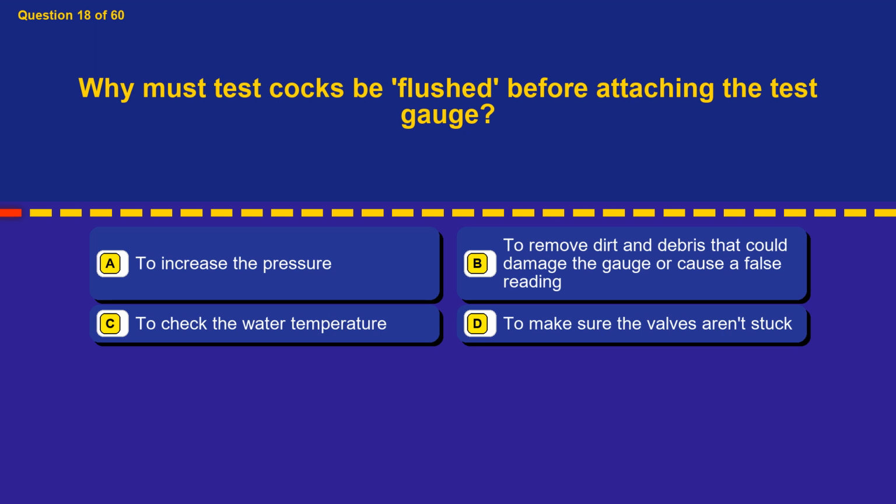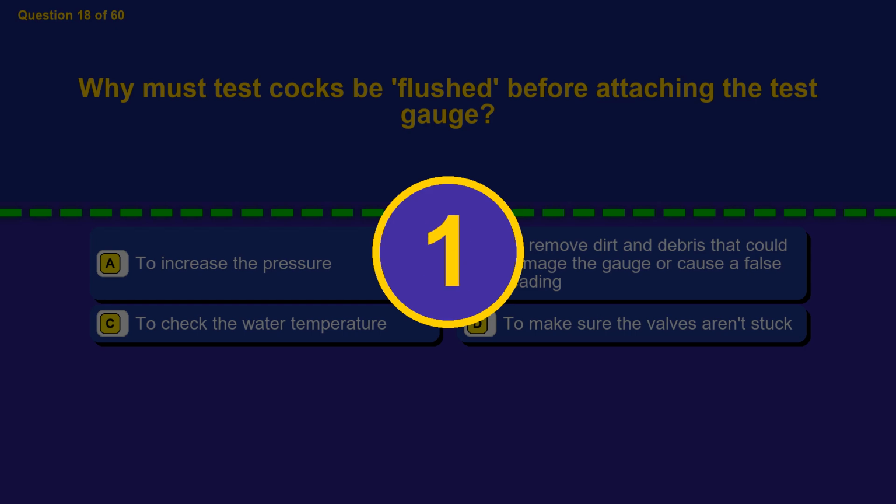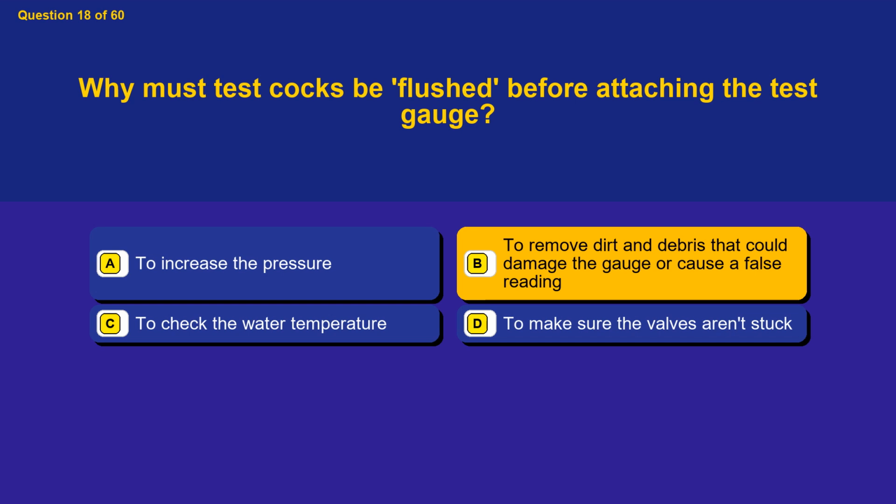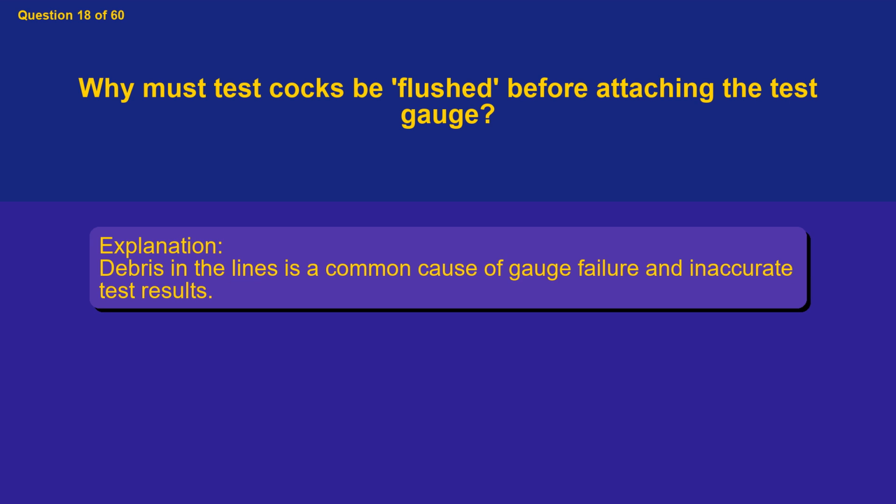Question 18. Why must test cocks be flushed before attaching the test gauge? Option A, to increase the pressure. Option B, to remove dirt and debris that could damage the gauge or cause a false reading. Option C, to check the water temperature. Option D, to make sure the valves aren't stuck. The correct answer is option B, to remove dirt and debris that could damage the gauge or cause a false reading. Debris in the lines is a common cause of gauge failure and inaccurate test results.